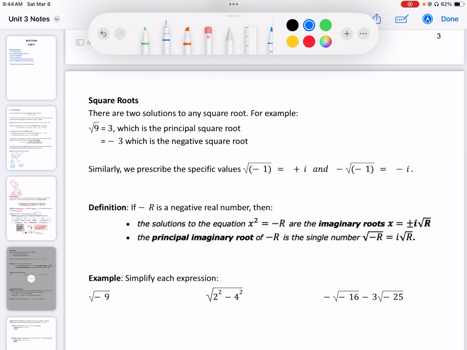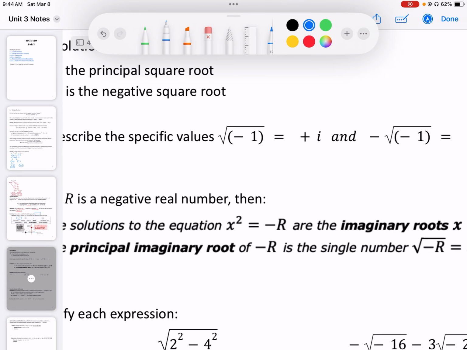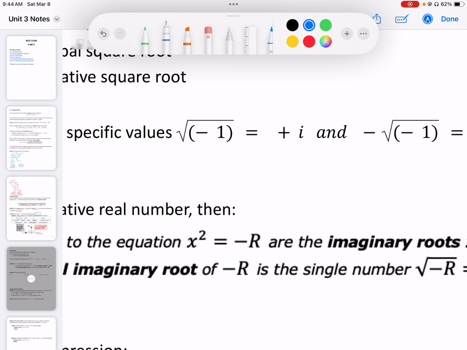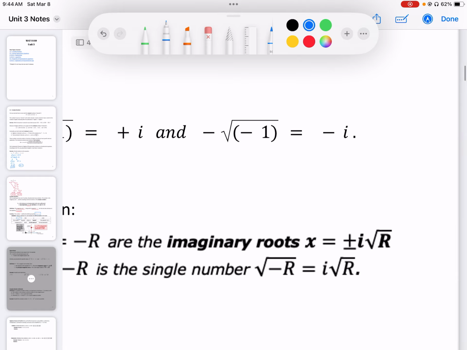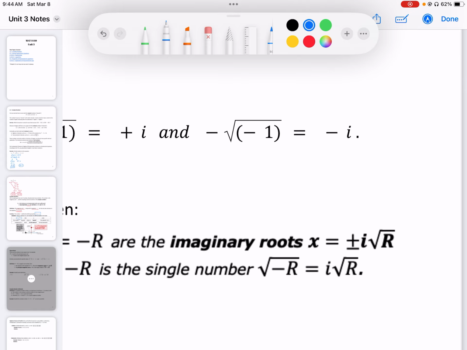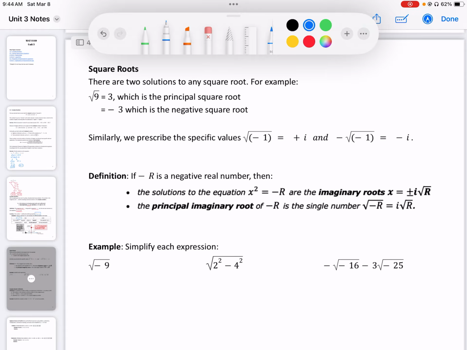Now let's briefly review some square root rules. We might be slightly rusty on those. We don't always use them. So if we have the square root of negative 1, that is going to be a positive i. And then if we have the negative square root of negative 1, that's going to be a negative i. Works the same way that any other root would work.